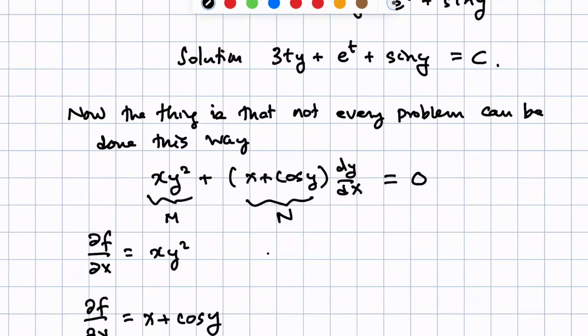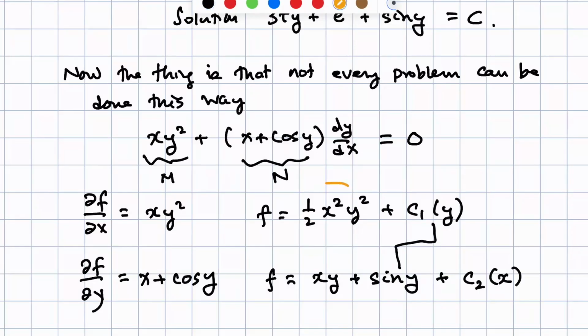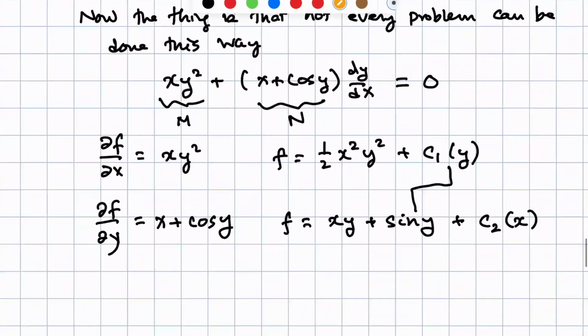In this case, I'm integrating in x, so f is 1/2 x squared y squared plus c1 of y. And here I have f equals xy plus sine of y plus c2 of x. And you see that even though this can be absorbed in this, these two equations are completely incompatible. This one is not showing up anywhere here. So there is no f.